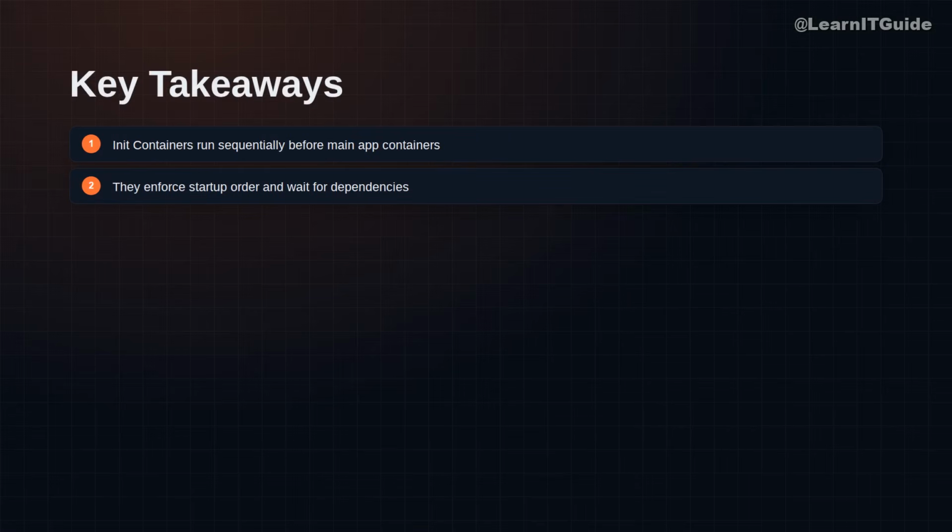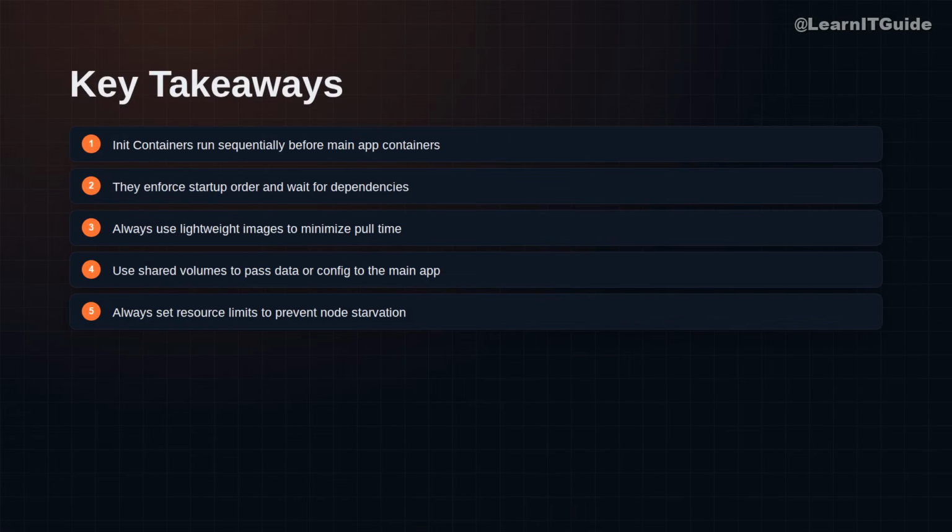To summarize, init containers run sequentially before your main application containers. They effectively enforce startup order and wait for required services. Always use lightweight images to keep your deployments fast. Use shared volumes if you need to pass generated data or configurations to your application. And please always set resource limits to prevent any runaway processes from starving your nodes. These are the core principles for building resilient, production-ready Kubernetes services.